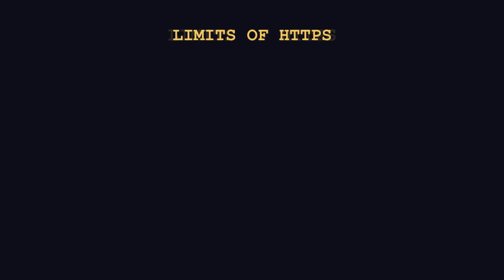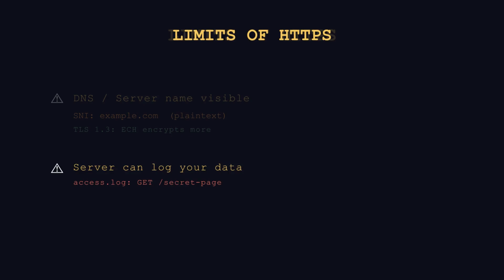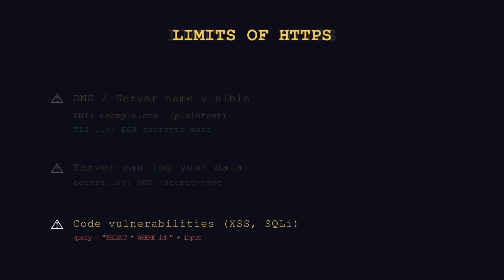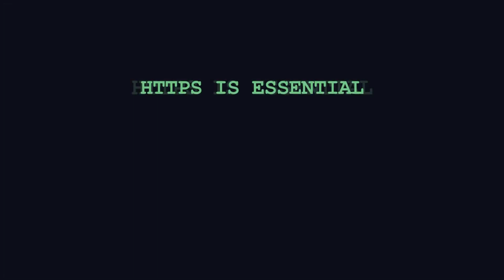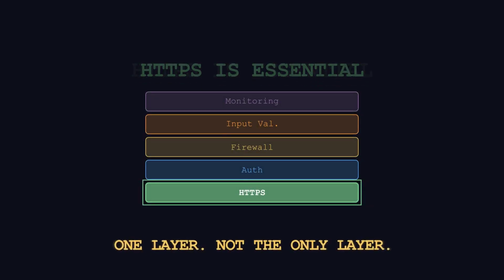And there are limits. HTTPS doesn't hide which server you're connecting to. The domain name is visible during the handshake, though TLS 1.3 encrypts more of it. HTTPS doesn't prevent the server itself from logging your data, and it doesn't protect against vulnerabilities in the website's code. HTTPS is essential. The internet would be unusable without it, but it's one layer of security, not the only layer.